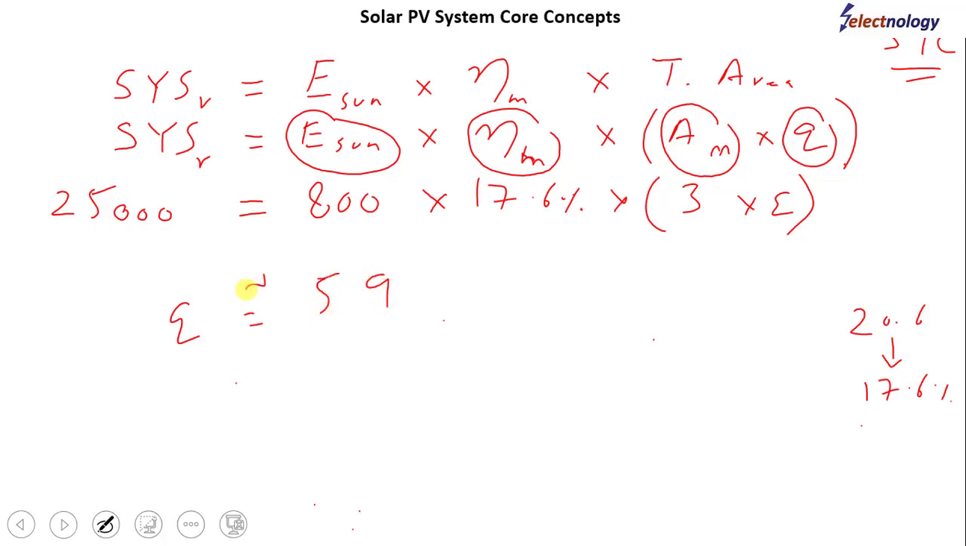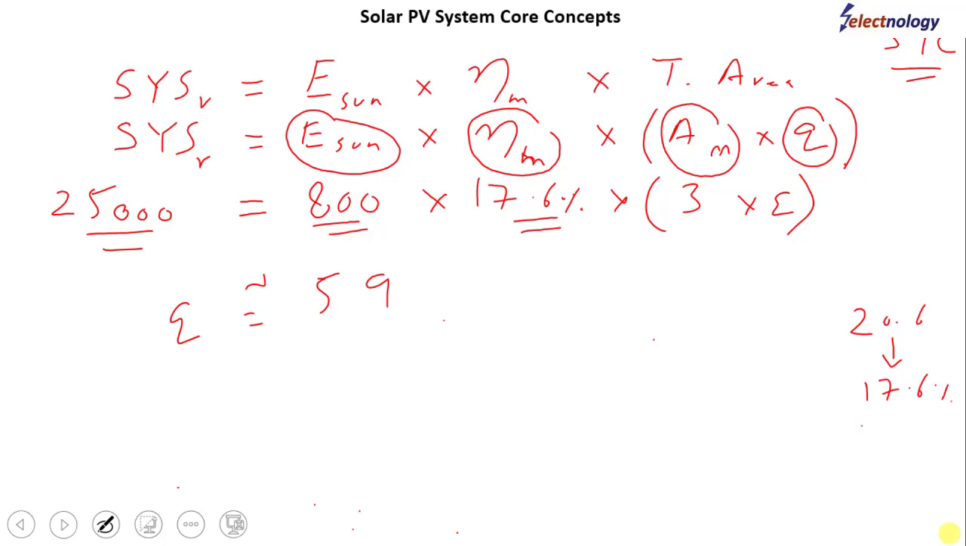So we can see that the number of PV modules we need is more once we assume that the sun energy shall not be 1000. Obviously, when the sun energy is less than 1000, we need more PV modules to have the system rating of 25,000. And the efficiency has also decreased. Therefore, the number of PV modules has increased.